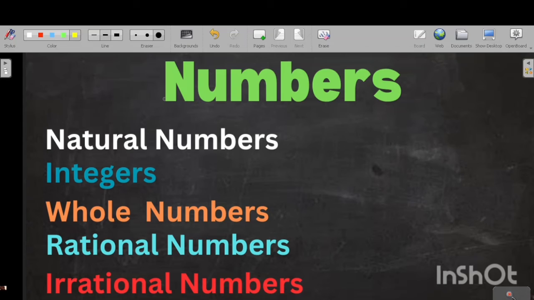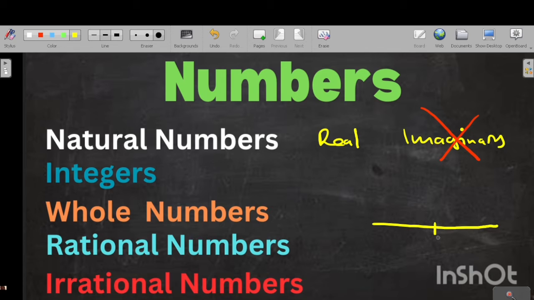In this video, we are going to look at numbers. It's very important for you to know that there are two major types of numbers, namely real numbers and imaginary numbers. But in this video, we are not going to look at imaginary numbers, but we are going to look at real numbers. Now, what are real numbers?